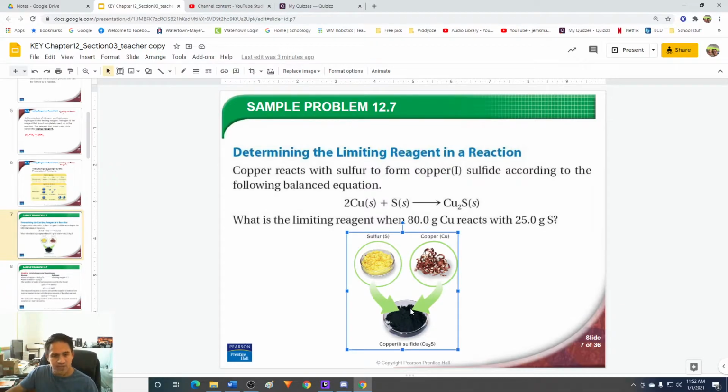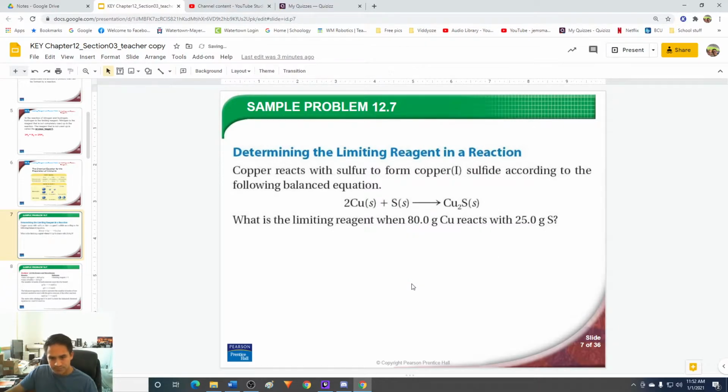All right, so they have an image here. It says copper reacts with sulfur to form copper 1 sulfide according to the following balanced equation. They're giving that to us here. It says, what is the limiting reagent when 80 grams of copper reacts with 25 grams of sulfur? Like I said, I am going to be switching over to my desk cam here. So let's make a real quick switch.